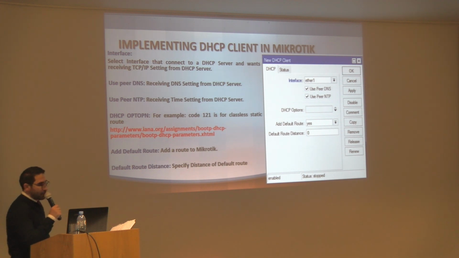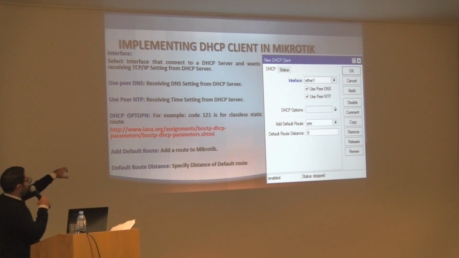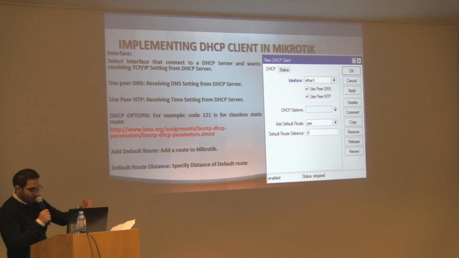The DHCP option, for example, every DHCP option has a code. For more information about the code, you can see the URL. And at default route, you can add a route to MikroTik. And finally, default route distance can specify a distance of a default route.